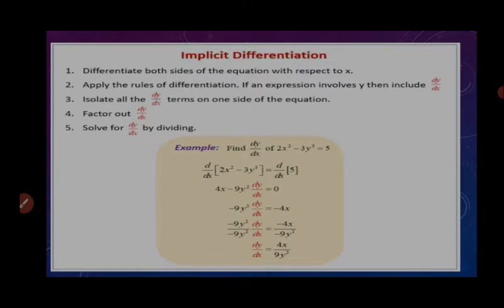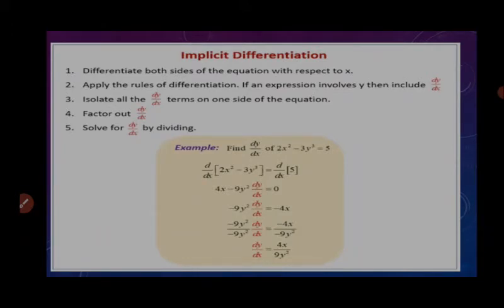Next is implicit functions. How do we differentiate this type of function? Differentiate both sides of the equation with respect to x first, then apply the rules of differentiation. If an expression involves y, then include dy by dx, meaning y also will be differentiated and it will give dy by dx. Isolate all the dy by dx terms on one side of the equation, then factor out dy by dx. Keep dy by dx on one side only and send everything else to the other side.